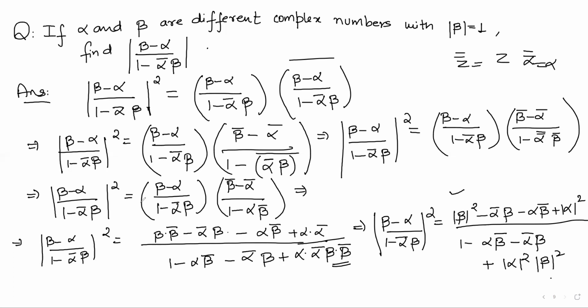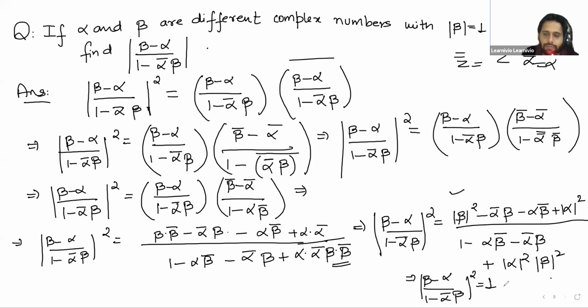Safan, very good. This is correct. So, Yusra, do you get the answer? Safan found the answer: beta minus alpha by 1 minus alpha conjugate beta, whole square, is equal to 1. Okay, Yusra, you are getting the same one? Okay, yes, sir. I've messaged you.